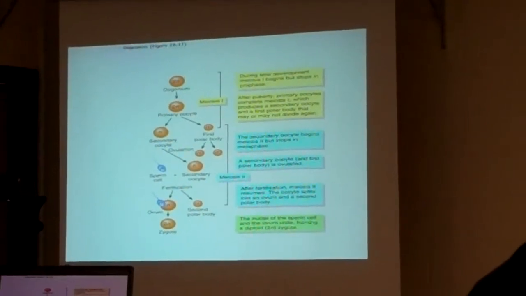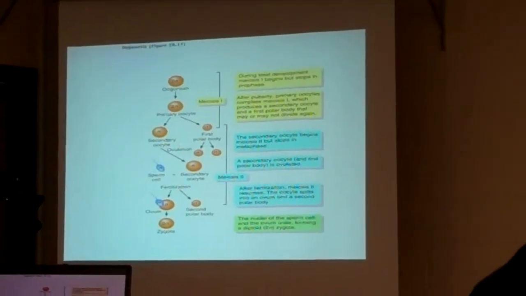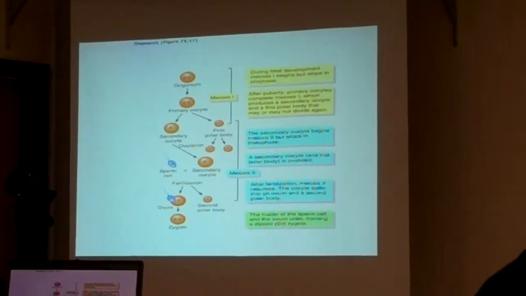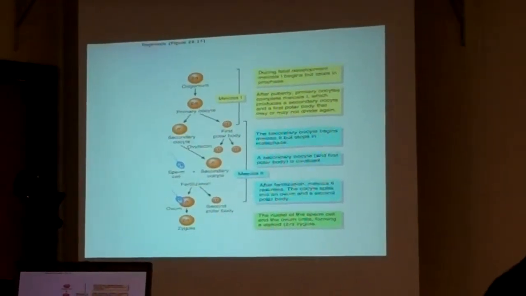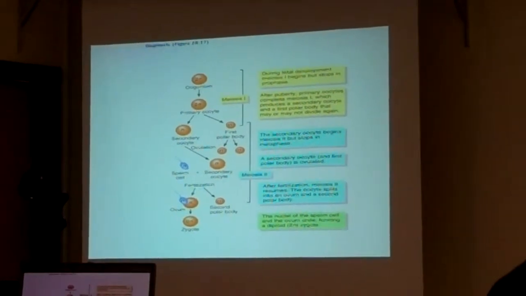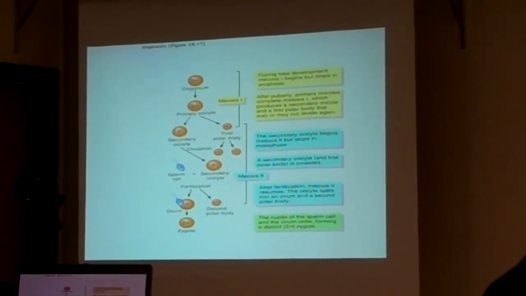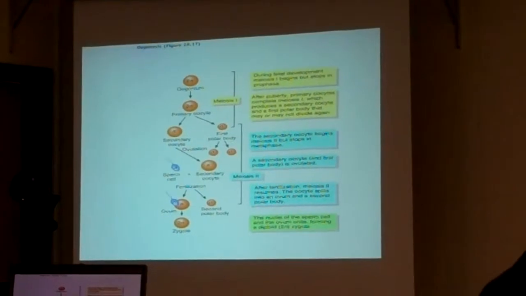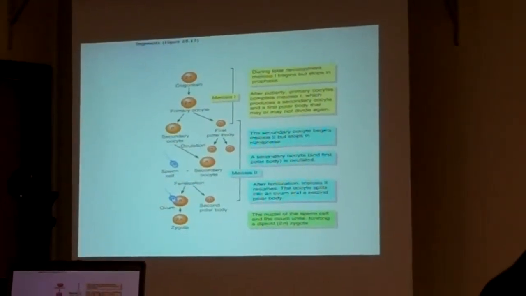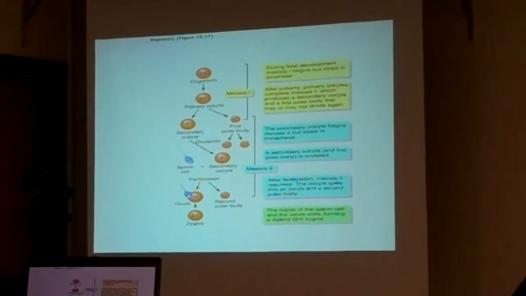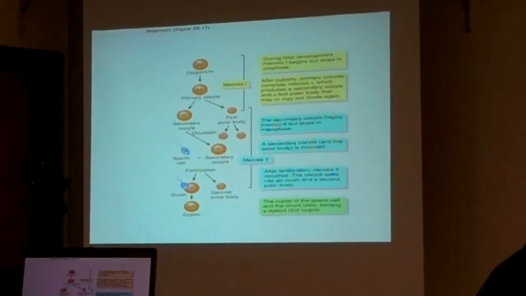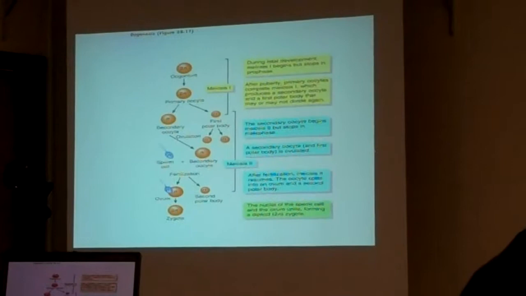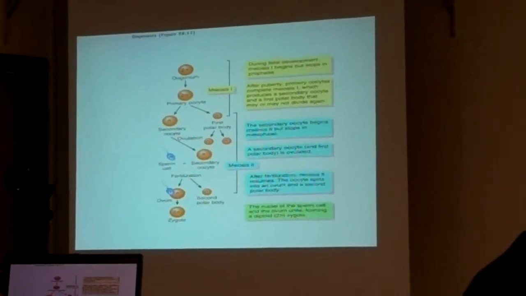Only if fertilization occurs is meiosis completed. That thing disintegrates, and it only becomes an ovum or an egg if fertilization occurs. That's the way the biology is. And so there you kind of have the scenario of how that works out.